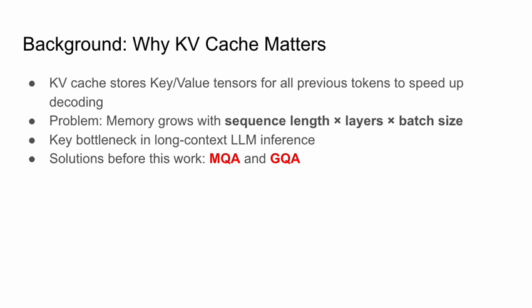use past tokens representation instead of recomputing them each time. These stored tensors, the KV cache, accelerates inference but consume huge memory. As sequence length or the batch size grows, the cache becomes a serious bottleneck. Prior work tackled this by modifying attention structure, multi-query, and group query attention.